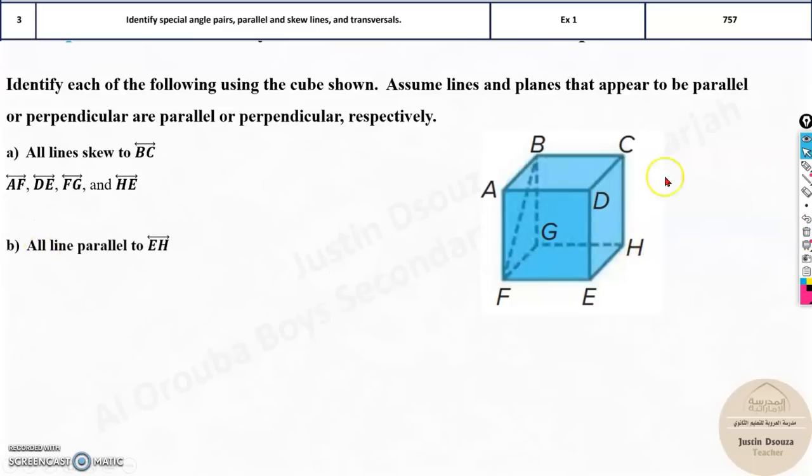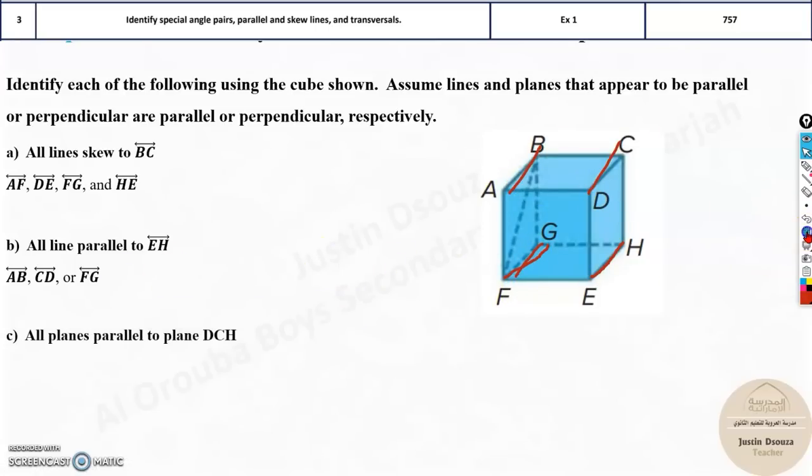And now the parallel lines to EH. Let us see the parallel lines. They mentioned EH. This is the one. So parallel lines would mean having the same slope. So this is a parallel line. This is parallel. This is parallel. Apparently only three parallel lines. So they are the answers. That is AB, CD, and FG.